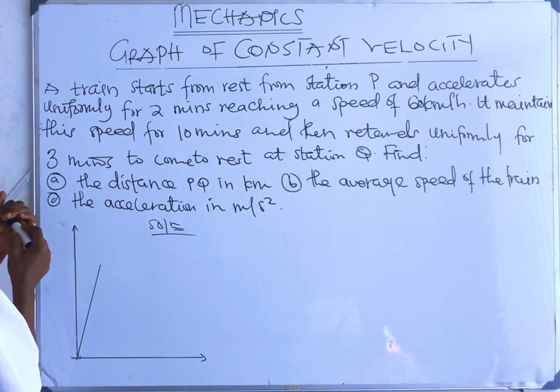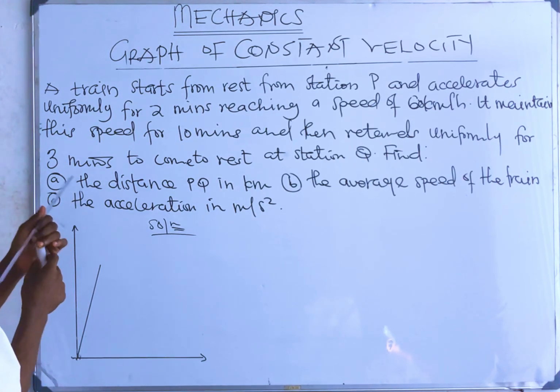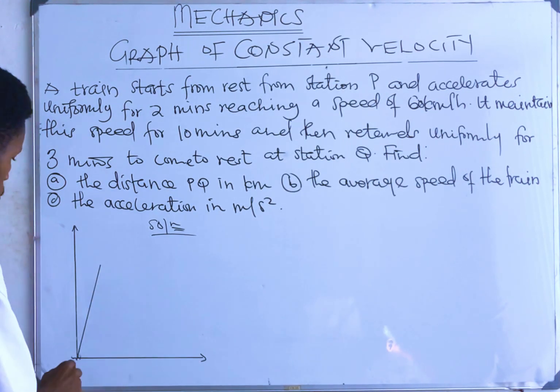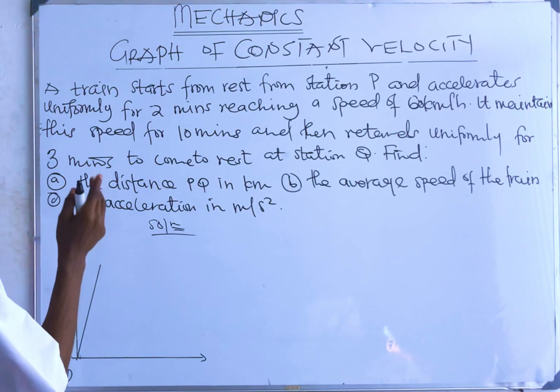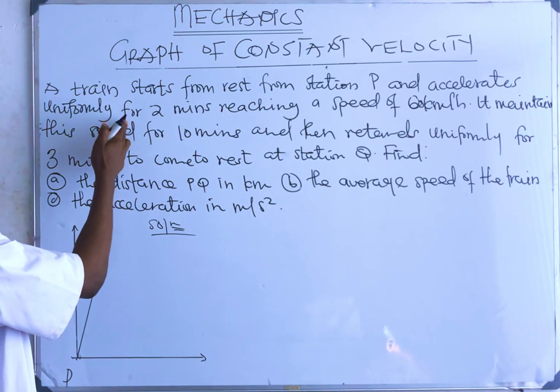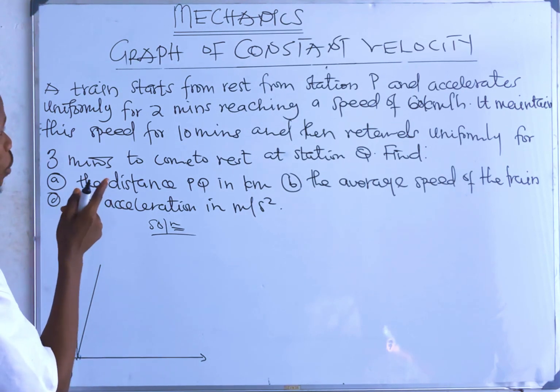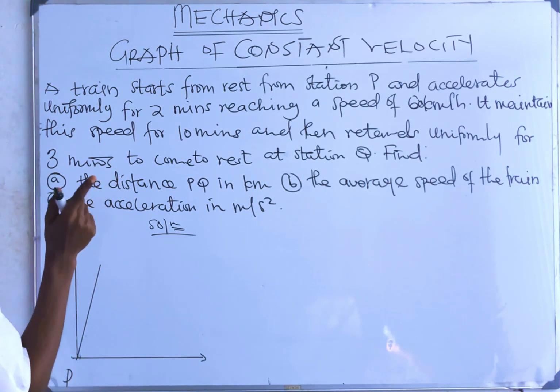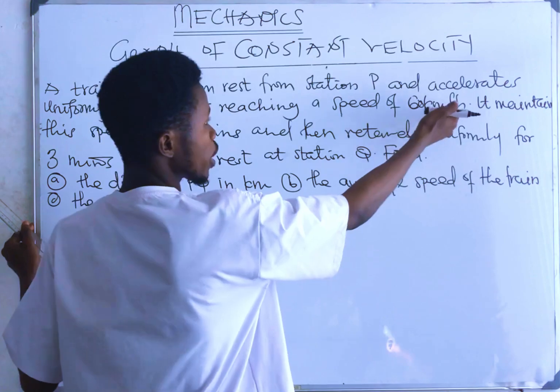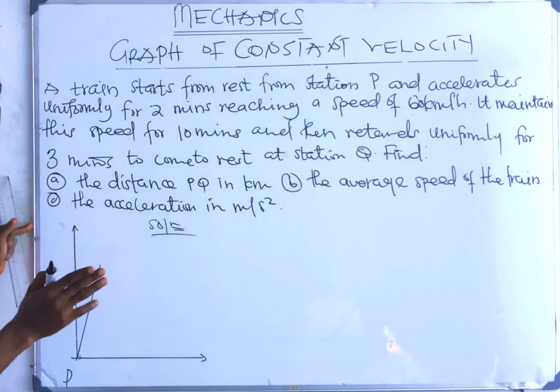So we said the train starts from rest at Station P, and accelerates uniformly for 2 minutes, reaching a speed of 60 kilometers per hour. Since we have 60 kilometers per hour, we are talking about a velocity-time graph.